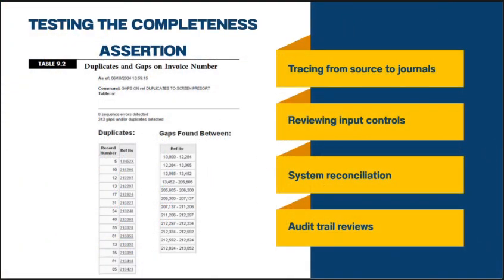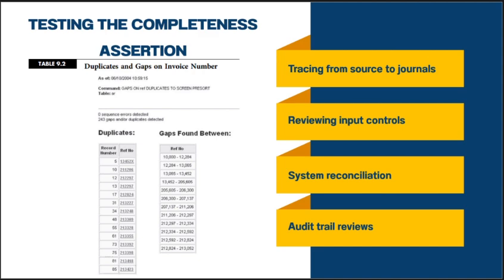For the completeness assertion, the goal is to make sure nothing is missing from the books. Auditors trace transactions from source documents to journals rather than the other way around. That way, we ensure all transactions were recorded, and we also review input controls, perform system reconciliations, and inspect audit trails. For example, tracing from shipping documents to sales entries will help us catch missing sales.